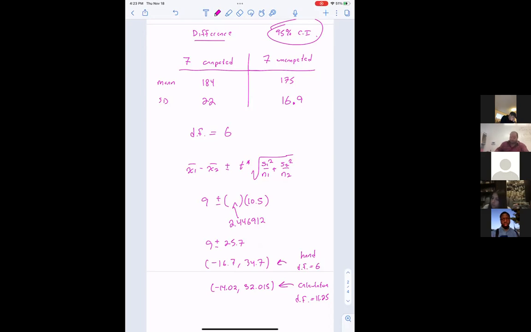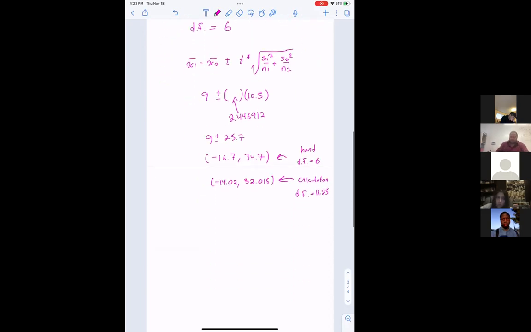Now, what were the 4 choices on the multiple choice question? Obviously, there was negative 16.7 to 34.7. What were the other options? It was negative 11.7 to 29.7, okay, negative 7.42 to 31.47, and negative 18.89 to 42.89. Okay. And of course, the correct answer of negative 16.7 to 34.7. And we did it in our calculator and we got this.